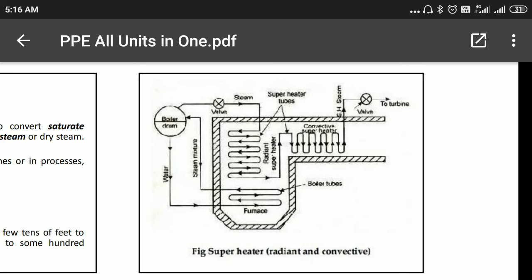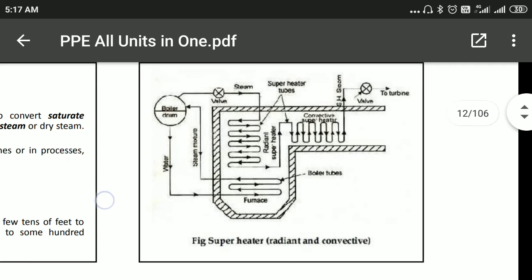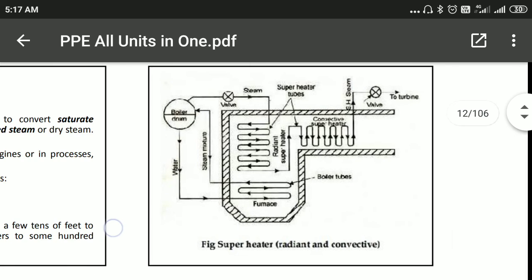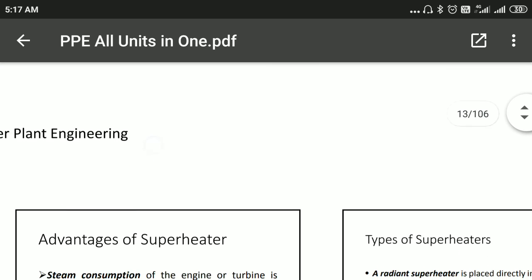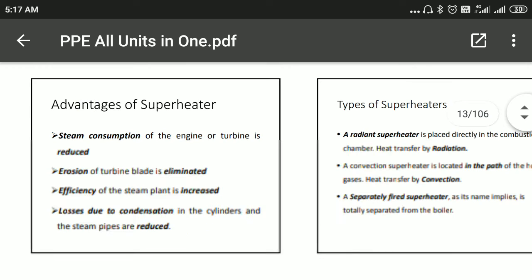The basic operation is that water comes from the boiler in the tubes and the furnace is ignited. First, in the boiler tubes it is converted into saturated steam or wet steam. Then that steam is again supplied with the help of tubes into the furnace, which is the radiant superheater, followed by the convection superheater. After exit from the convection superheater it is given to the turbine, where it is expanded and we get the turbine work.